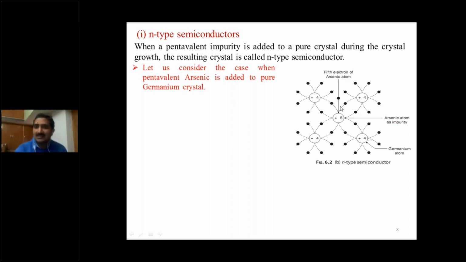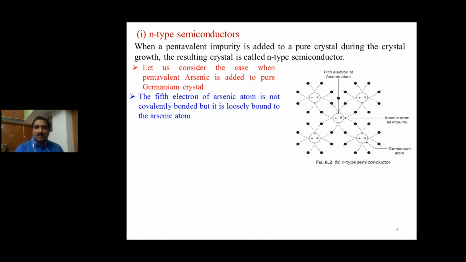This is empty, this is free. There is no bond formation with this electron. This is the arsenic atom, which is called an impurity atom. This is the germanium atom. The fifth electron of the arsenic atom is not covalently bonded, but it is loosely bound to the arsenic atom. So when we give a small amount of energy, the electron moves freely from the valence band to the conduction band.